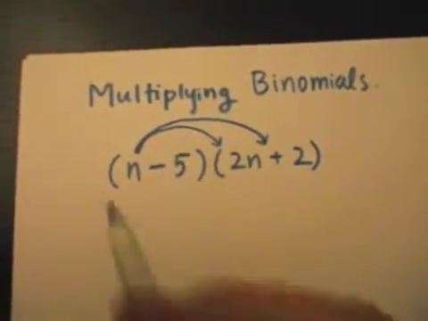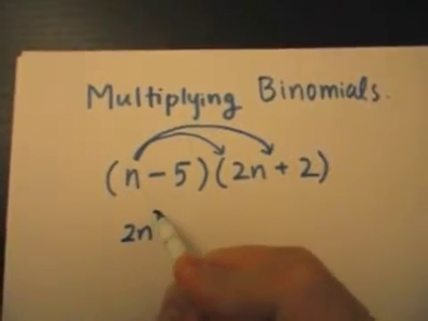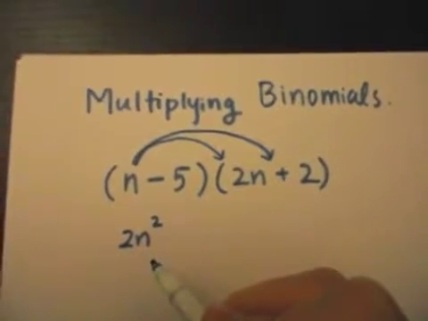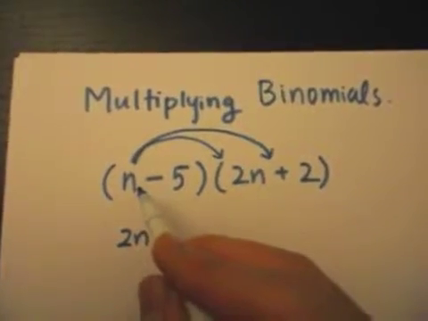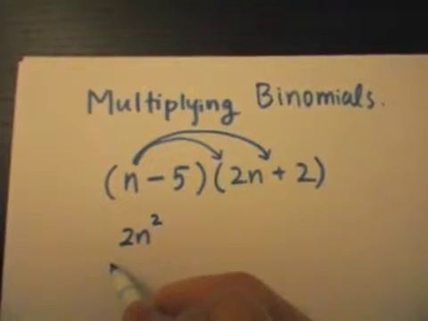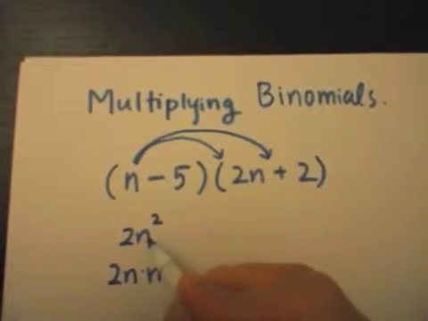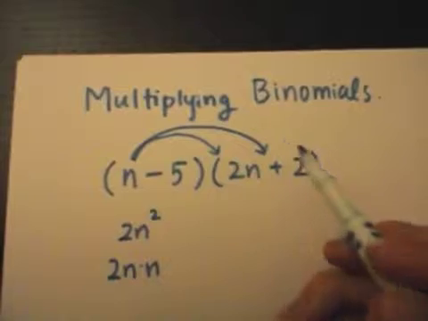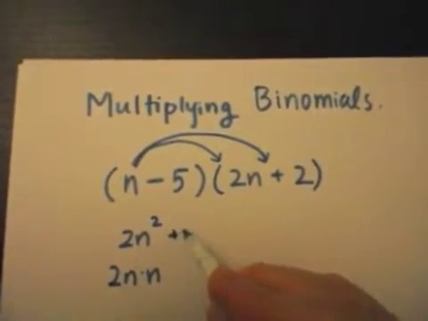So 2n times n gives me 2n squared. It is not 3n, and that's a mistake that you want to avoid. If it helps, you can take the intermediate step and actually write this out. 2n times n gives you 2n squared, to the second power. What's next? I have n times positive 2. That gives me just 2n.